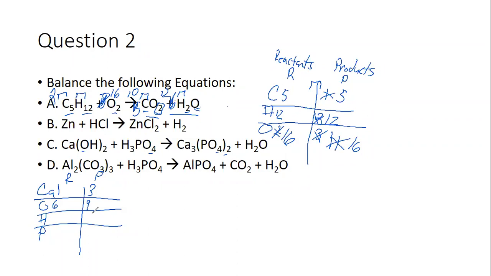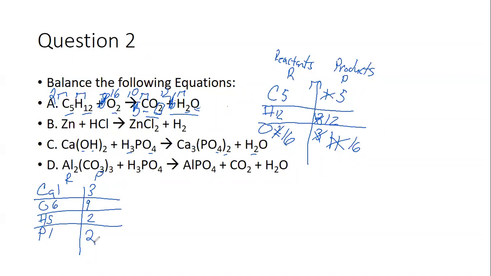All right, so oxygen's 9. Hydrogen, 2 from the left plus 3 from H3PO4 is 5 on the left. On the right, we have just 2 from H2O. Phosphorus, 1 on the left and 2 on the right. All right, so that's our initial counting of the elements.